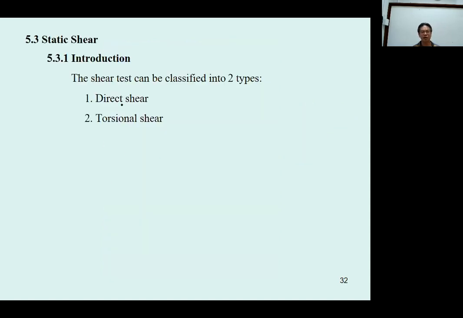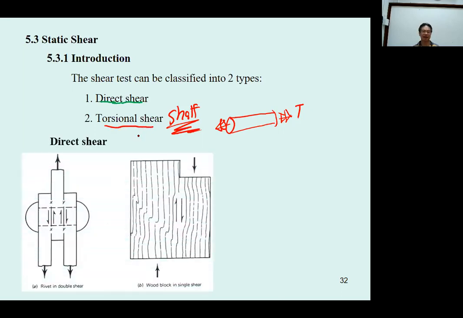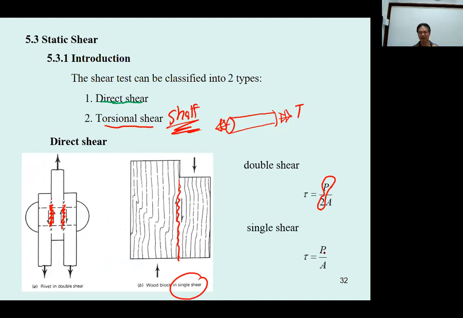And the shear can be separated into direct shear. What I showed you previously is direct shear. How about torsional shear? Torsional shear can be found in the shaft. When we have a shaft in a vehicle, the shaft is subjected to torsion, and the shaft is always subjected to torsional shear. Based on this, the direct shear here is going to have double shear, and this one will cause the crack here. This one will be single shear. The equation to determine the double shear stress is the force divided by two, but for single shear, the force P divided by the area A.